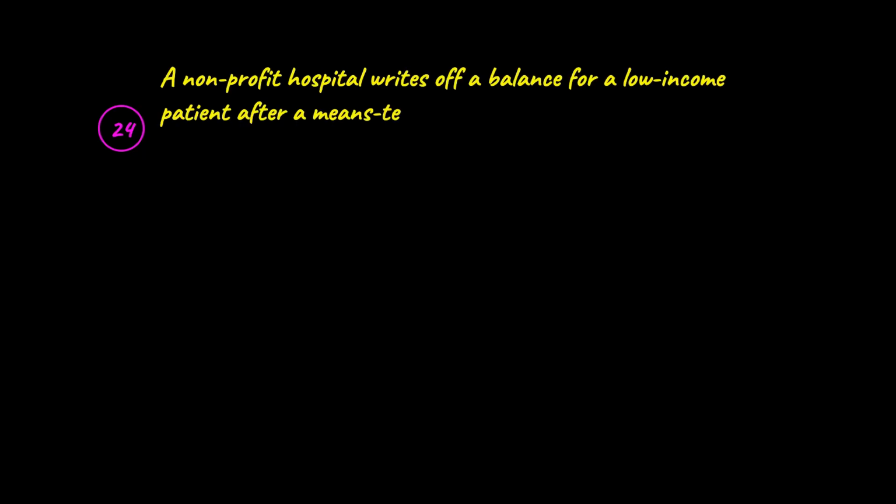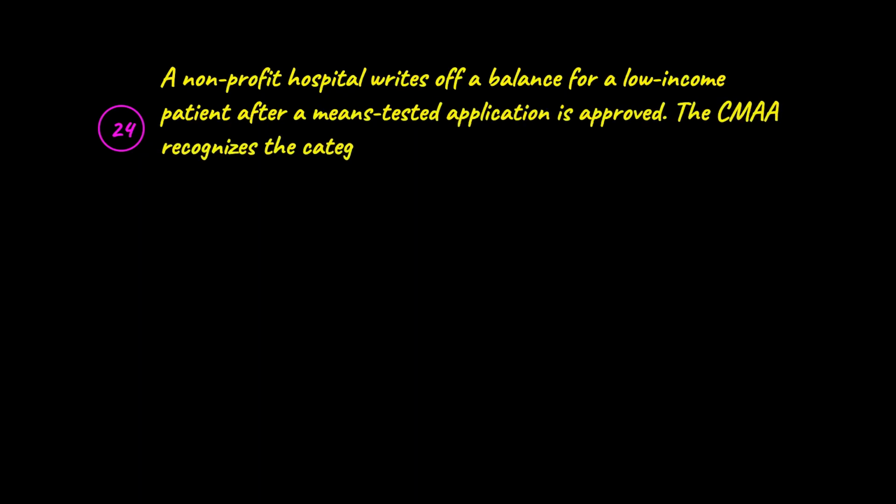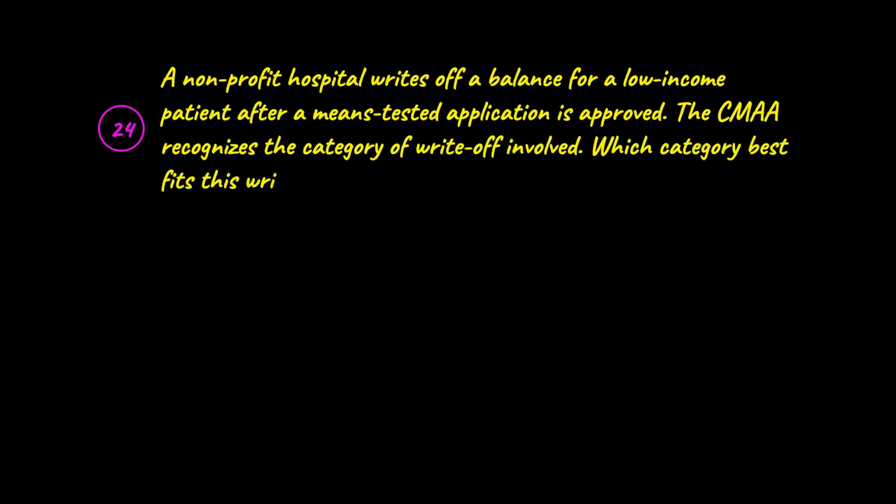Question 4. A non-profit hospital writes off a balance for a low-income patient after a means-tested application is approved. The CMAA recognizes the category of write-off involved. Which category best fits this write-off in the standard revenue cycle classification?